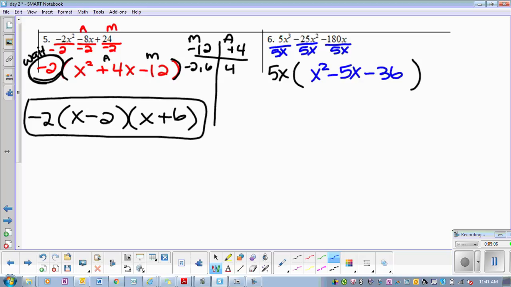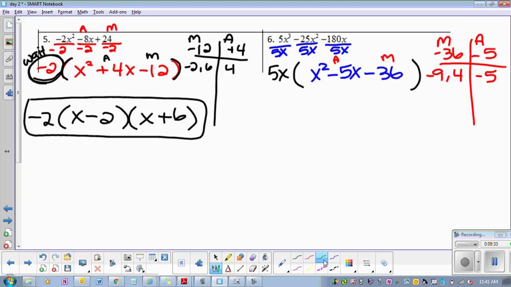36? Is that right? 3, 6, yeah, right? Oh my God. Okay, so AM. T-chart, yes. Two numbers that multiply to give me negative 36, but add to give me negative 5. 4 and negative 9. Okay, negative 9 and 4. Wow, you guys are really good.